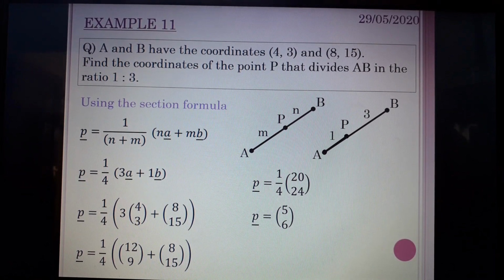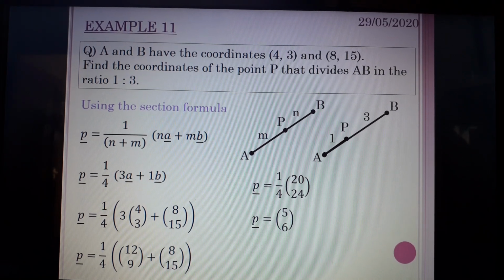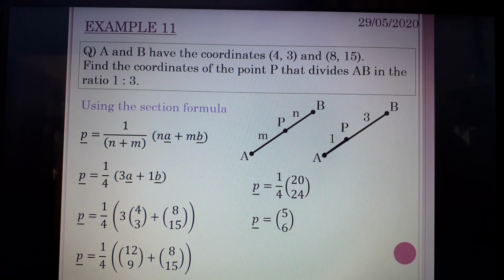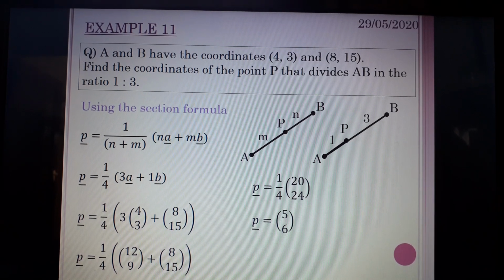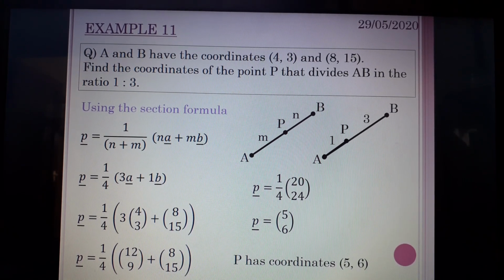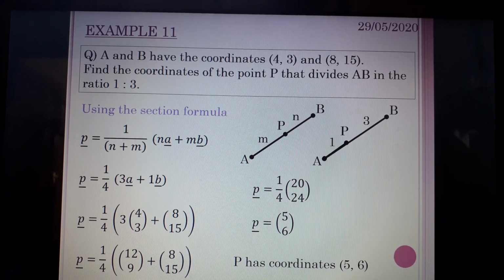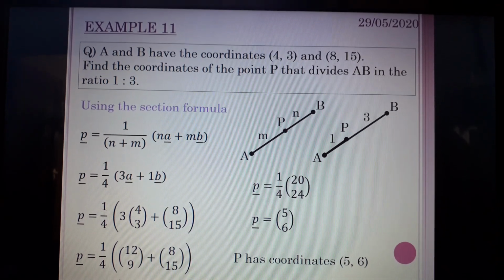So we have the position vector P as 5, 6 written as a column vector. That means that the coordinate P would be 5, 6 written as a coordinate. Okay? And that's how you would do that.